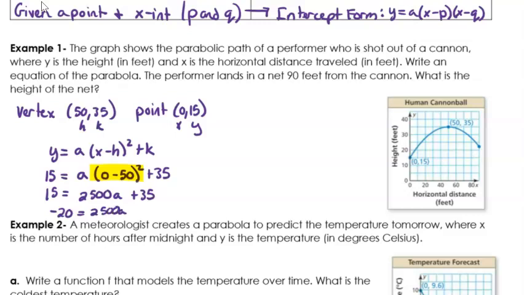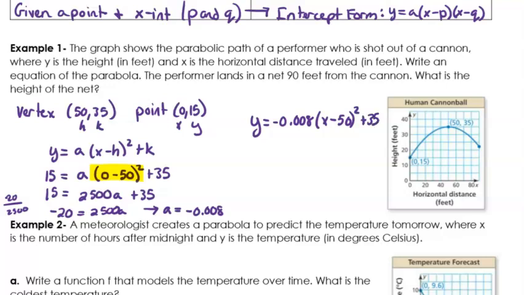And then divide by 2,500. I'm just going to kind of run out of room. So when you divide by 2,500, you take negative 20 divided by 2,500, and you do that in your calculator, you get negative 0.008. All right, so your equation is y equals, your a is negative 0.008, in parentheses, you do x minus, your h is 50, squared, plus your k. So this is your equation.